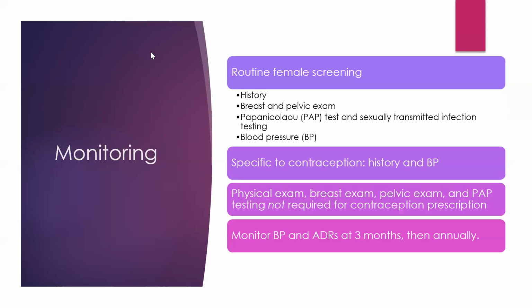So monitoring, we want routine female screening, doing a really thorough history, doing breast and pelvic exams, pap smears to rule out any STIs, and then making sure we're checking blood pressure. And then we're just going to be monitoring specific to whatever contraceptive we're going to prescribe. So physical exam, breast exam, pelvic exam, pap smear are not going to be required for contraceptive prescription, regardless of what your own beliefs are. And then make sure we're monitoring blood pressure and adverse drug reactions at least every 3 months until we're stable, and then just annually after that.